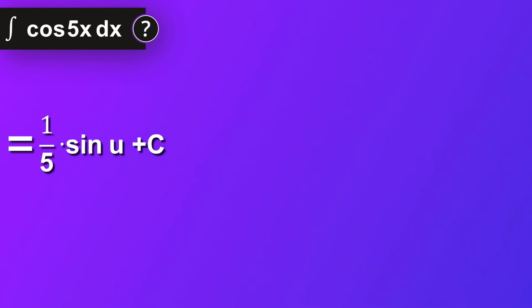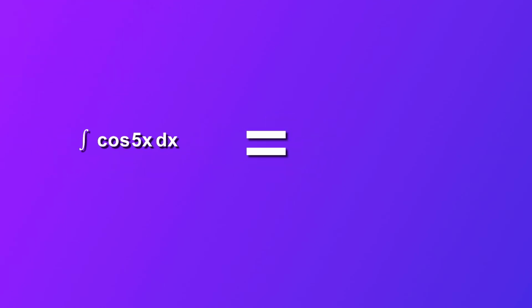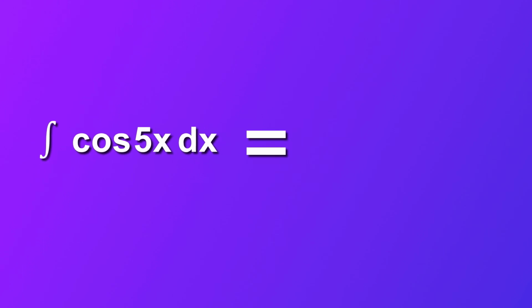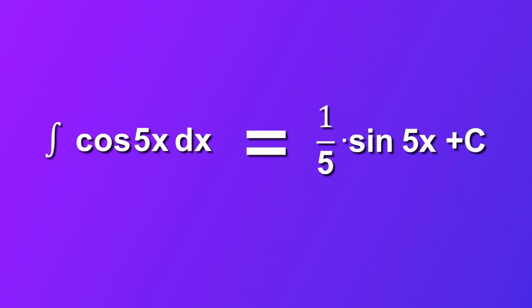But it is not the end of our solution. We must come back to our problem, and it was formulated using variable x. We used u-substitution, and now we must come back to x. So instead of u, we now insert 5x. We've got 1/5 sine of 5x plus constant c as a result of our problem. Finally, the indefinite integral of cosine 5x by dx is equal to 1/5 sine of 5x plus constant c.